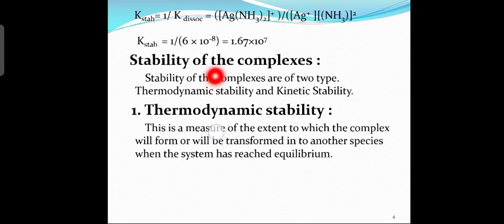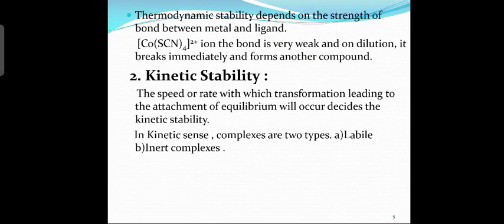Now, let us discuss stability of the complexes. There are two types of stability: thermodynamic stability and kinetic stability. First, let us consider thermodynamic stability. This is a measure of the extent to which the complex will form or will be transformed into another species when the system has reached equilibrium. Next slide. Thermodynamic stability depends upon the strength of the bond between the metal and the ligand.